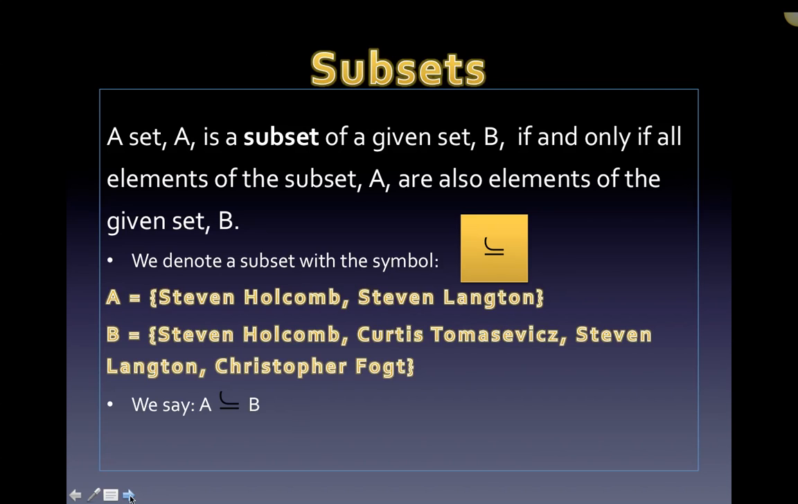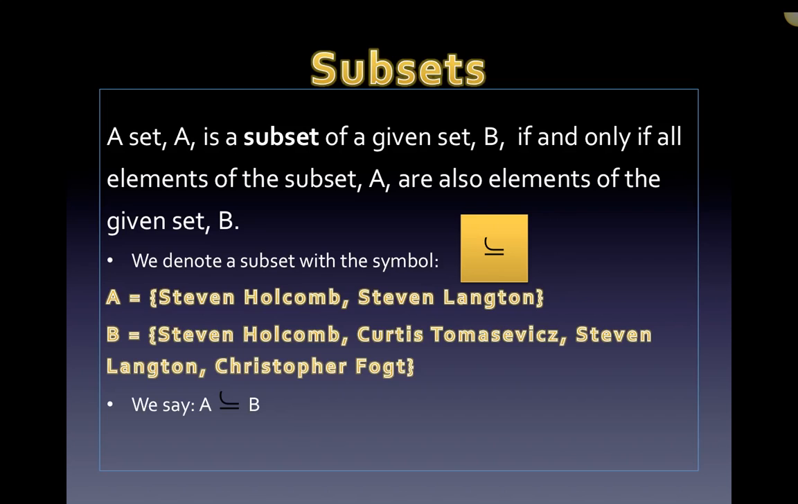So now that we've talked about what the universe is, let's talk a bit about subsets. A set A is considered a subset of a given set B, and the A and B here are just arbitrary. I could have used Y and Z, I could use C and D. They're just ways to identify a set. So a set A is considered a subset of a given set B if and only if all elements of the subset A are also elements of the given set B.